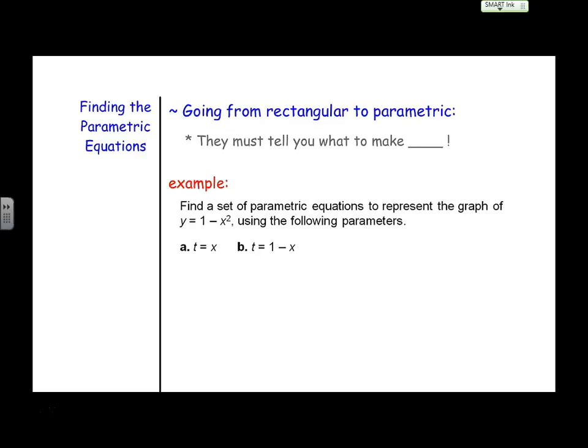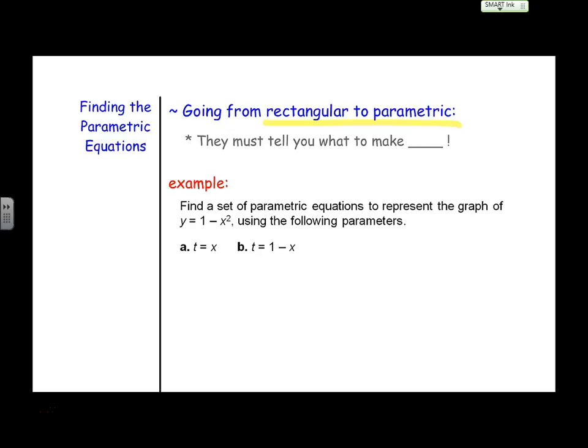At the very end, finding the parametric equations. This is going the other direction from what we did so far in eliminating the parameter. It's like, okay, we have a parameter, so we have parametric equations. We're trying to get to what we're used to, the rectangular ones, y's as functions of x's, all that jazz. Now we're going the other way. We have what we're used to. We need to get the parametric.